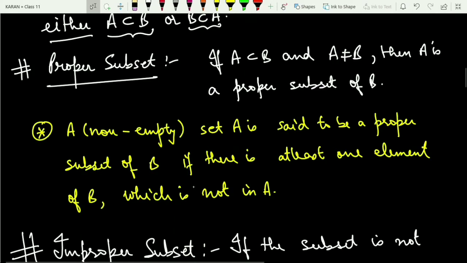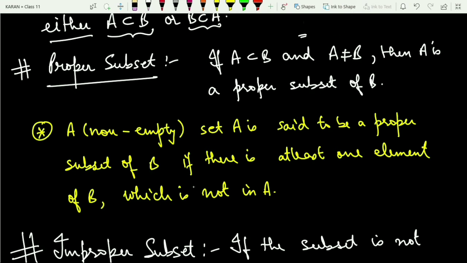Now moving on to the definition of proper subsets. We have said that the empty set is a subset, and A is a subset of itself. So in that case, when I ask you what is a subset of A, you will say that it is A itself, that is, A is equal to A only.